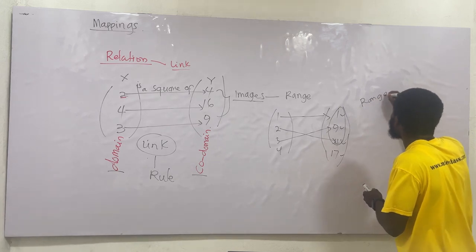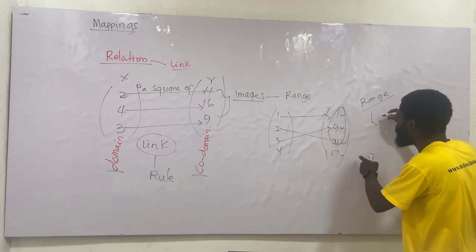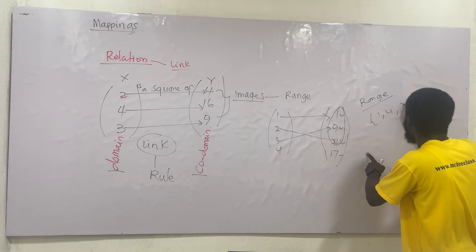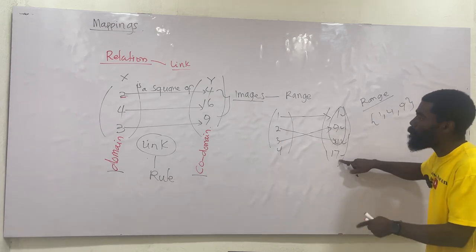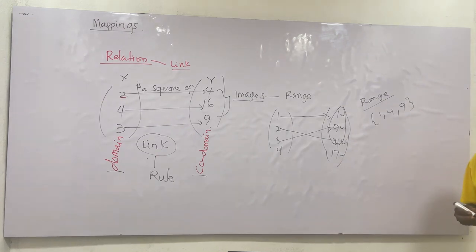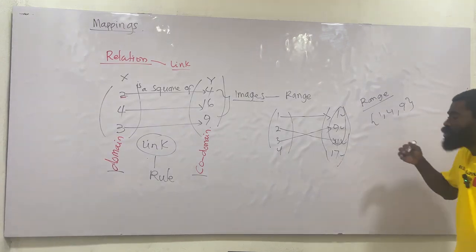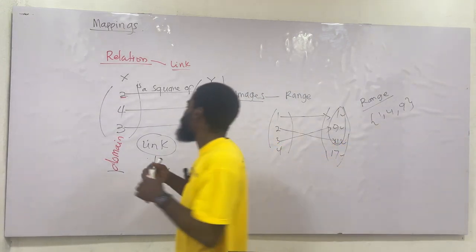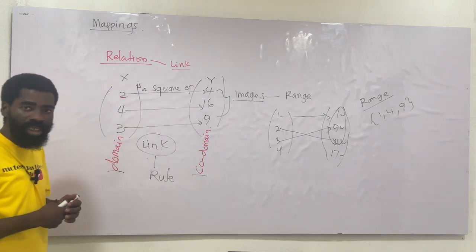So a range is basically a collection. For this, our range will be 1, 4, and 9. 17 is not part of it, because no one mapped onto 17. I don't know if you get the point I'm making here. Good. So that is how we find the range.